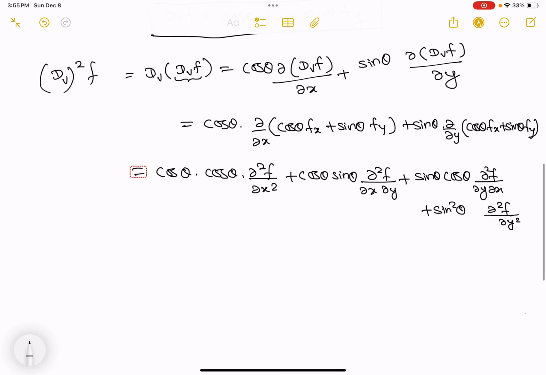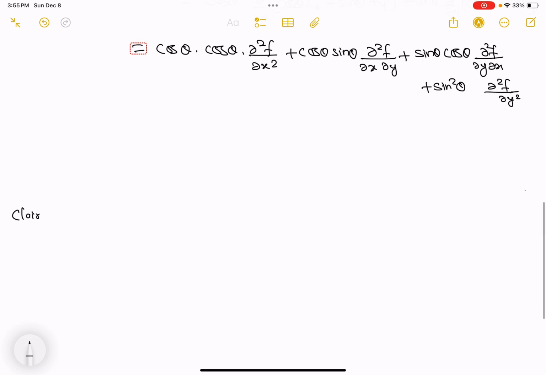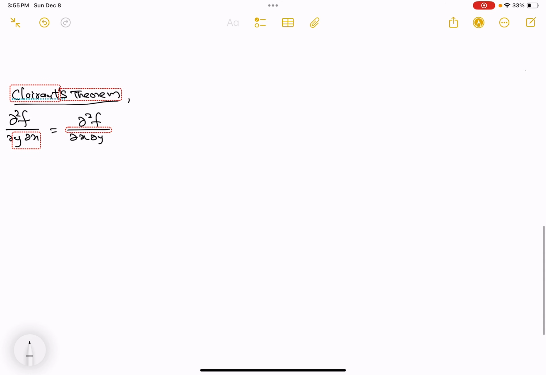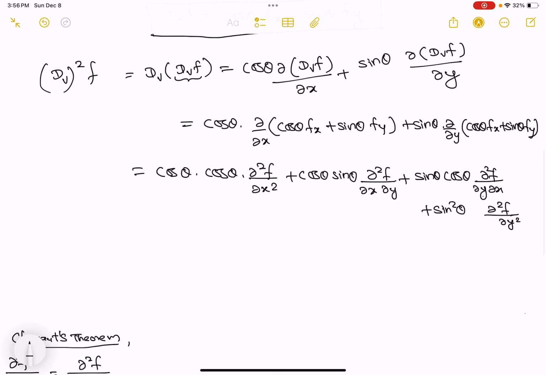Now from Clairaut's theorem, we know that the partial derivative of a function with respect to xy is the same as the partial derivative with respect to yx. And not just for two variables. Even if I want to take a partial derivative like a b c d, this is the same as b c a d. If the variables and the counts of the variables are the same in the subscript, the partial derivative will be the same. This is Clairaut's theorem, and we will be using this. From Clairaut's theorem, we know that these two will actually be the same.